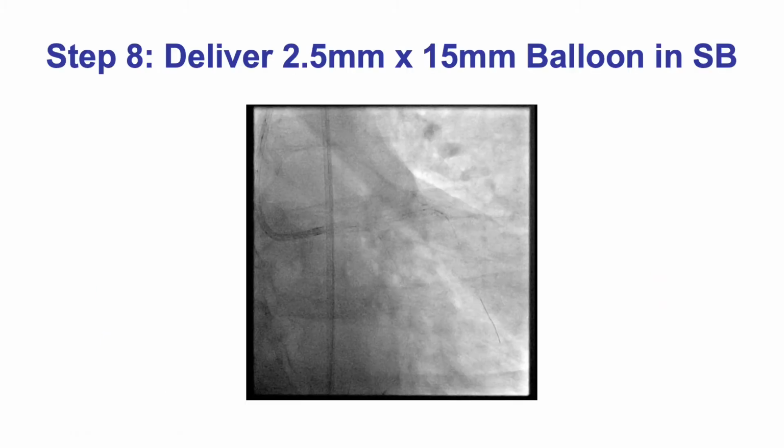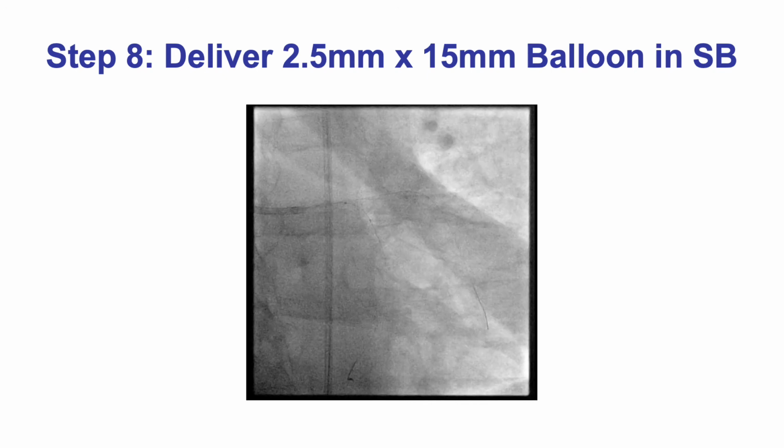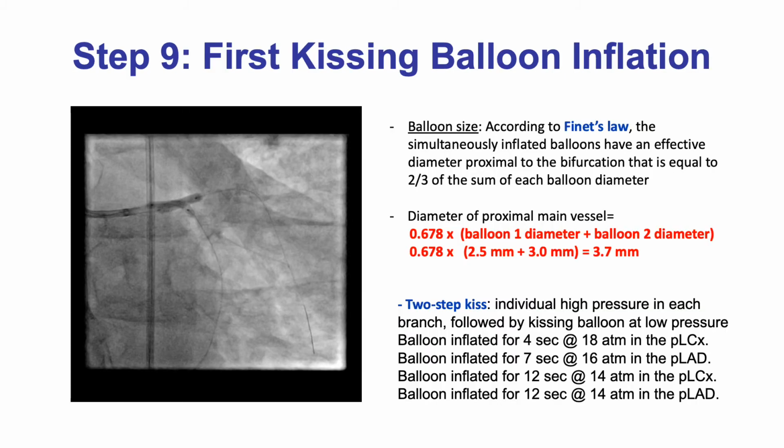Step number 8 is to deliver 2.5 millimeter by 15 balloon to the side branch in order to perform the first kissing balloon inflation. How can we determine the size? This will be according to Finet's law. So essentially it means the simultaneously inflated balloon have an effective diameter proximal to the bifurcation that is equal to 2/3 of the sum of each balloon diameter.